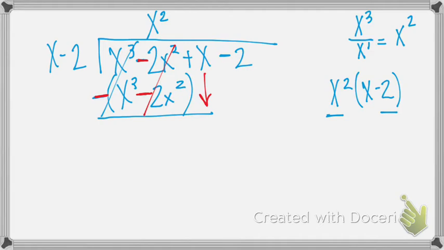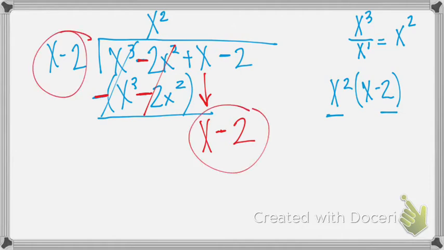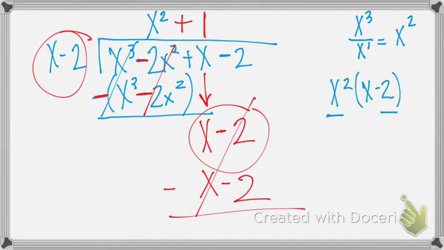And I'm bringing down my x minus 2. So now you have to start over again. How many times does x minus 2, right here, go into this x minus 2? Just once. So we have plus 1. 1 times x minus 2 is just x minus 2. When you subtract those, what do you get? x minus 2 minus x minus 2 is just 0. So there's my answer. x squared plus 1 is my answer.